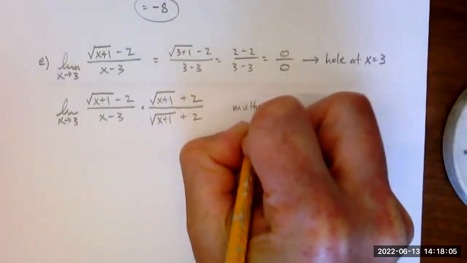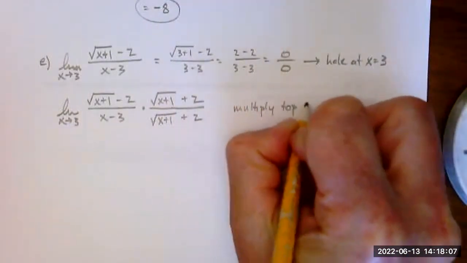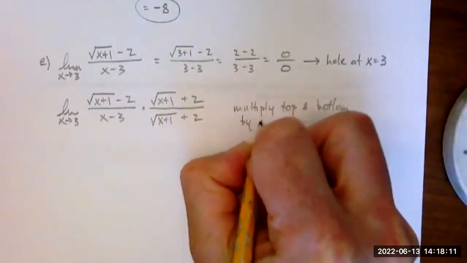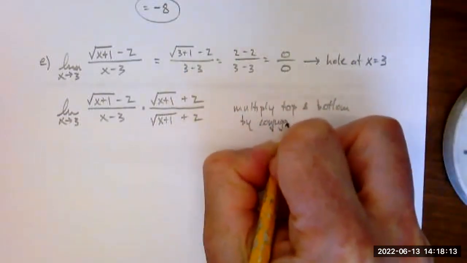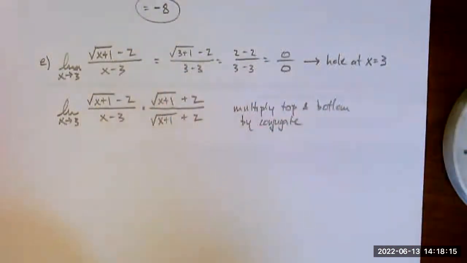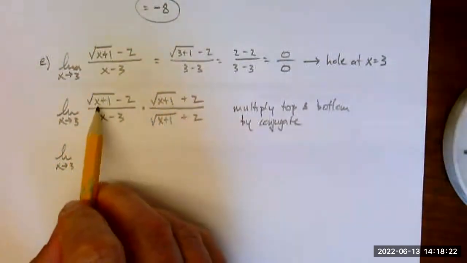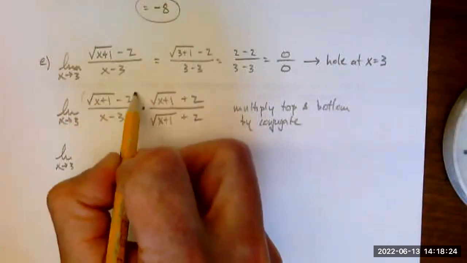Multiply top and bottom by the conjugate. Here, it's of the numerator. Okay, so how's this going to work? Well, in the numerator, we'll need to FOIL.